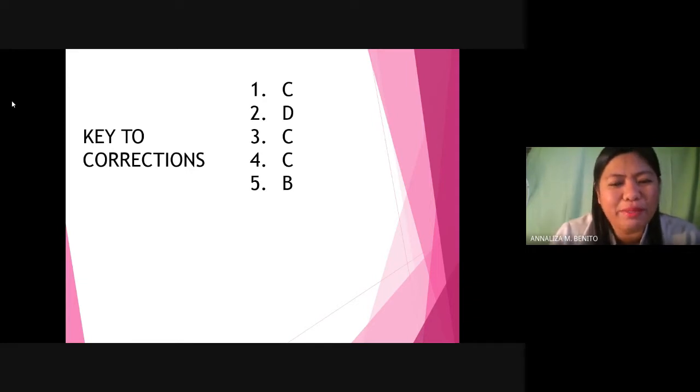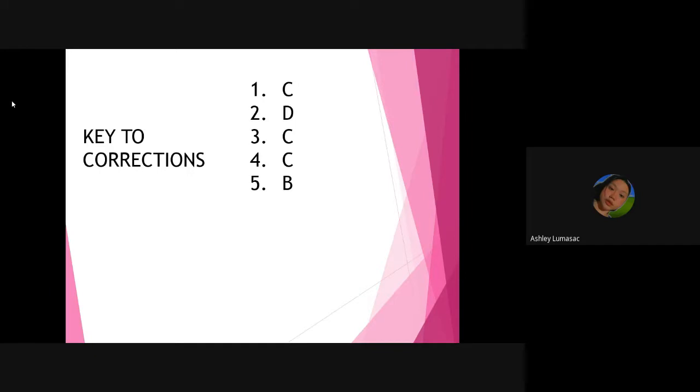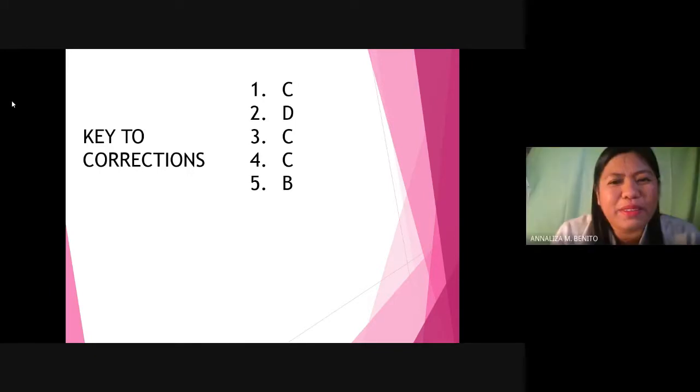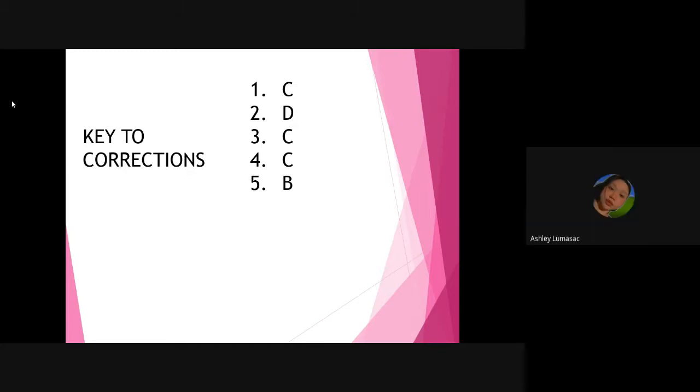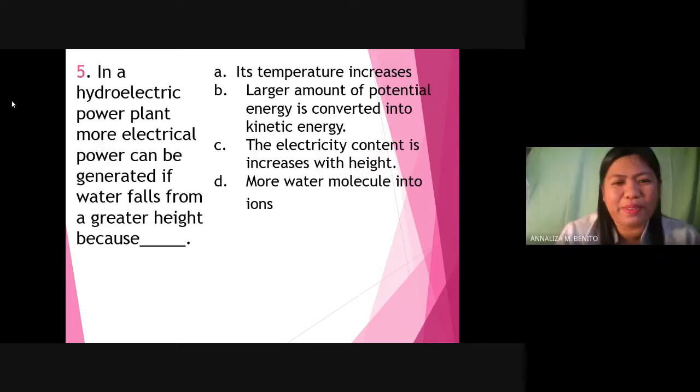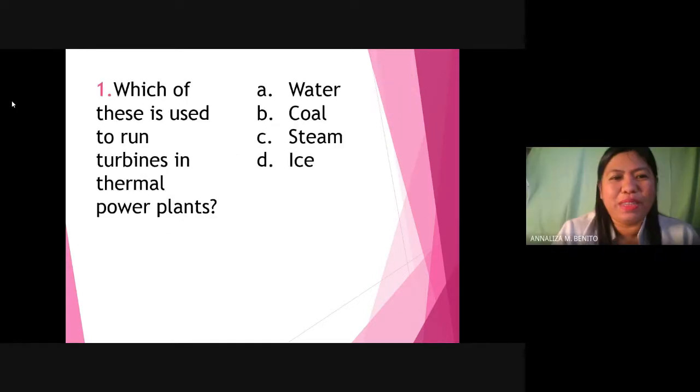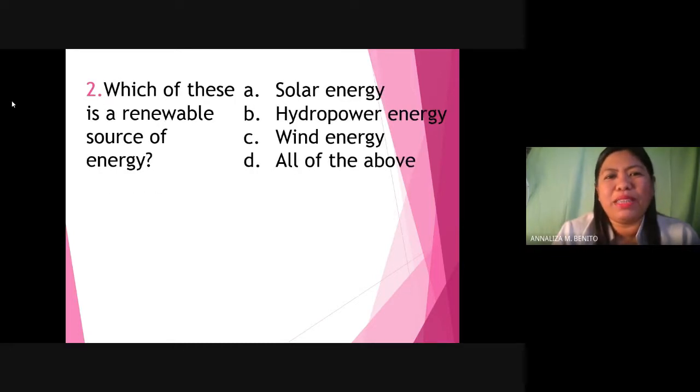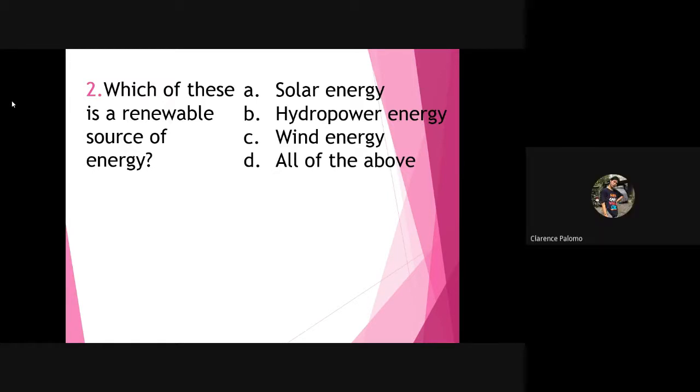Only one? How about the others? Okay, same answer. So, number 1 is letter C. What is letter C? Steam. Alright, steam. Let's go back. Which of these is used to run turbines in thermal power plants? So, the answer is letter C. Okay, number 2. Which of these is a renewable source of energy? What is the answer, class? D. Okay, very good.